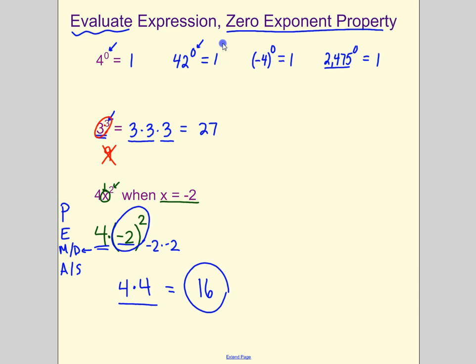Again, this mistake I would see students make is doing the multiplication before the exponents, but that doesn't follow your order of operations. So just remember PEMDAS and you'll be great.